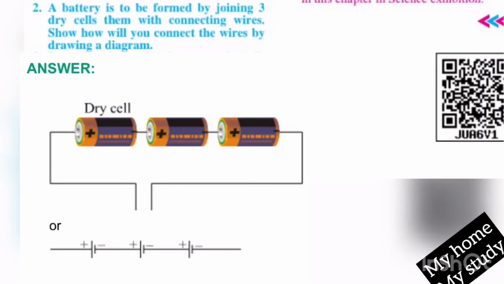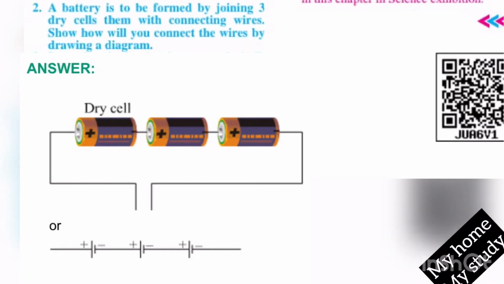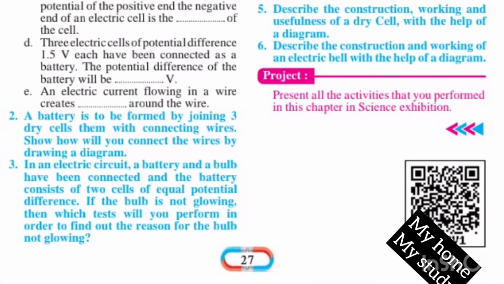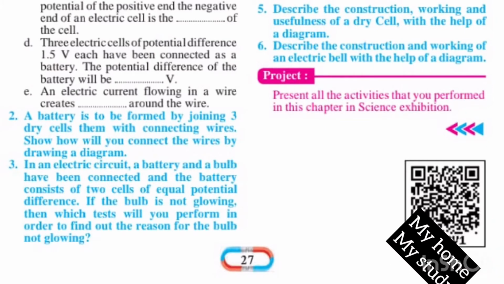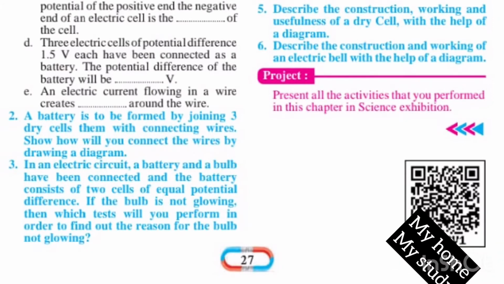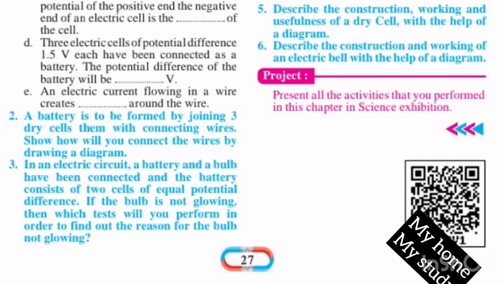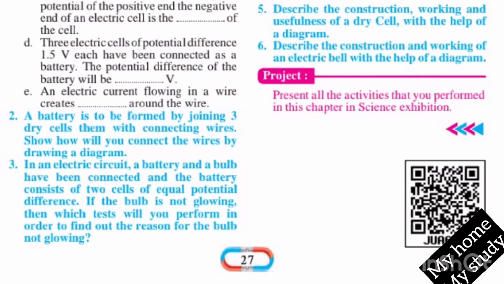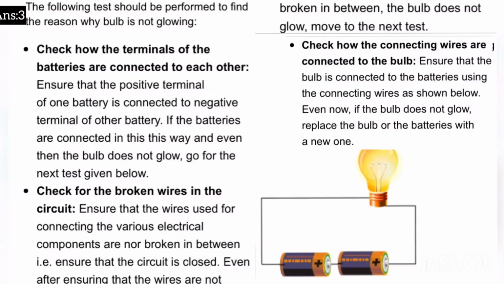This is your answer. You can draw the first one or the second one. Third question. In an electric circuit, a battery and a bulb have been connected and the battery consists of two cells of equal potential difference. If the bulb is not glowing, then which test will you perform in order to find out the reasons for the bulb not glowing? Answer.